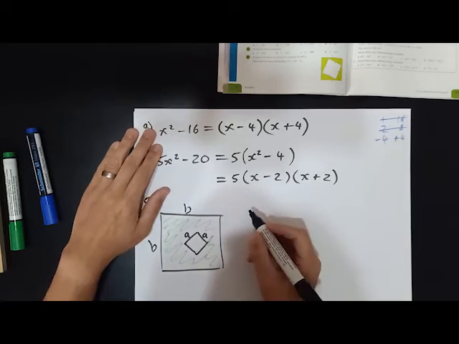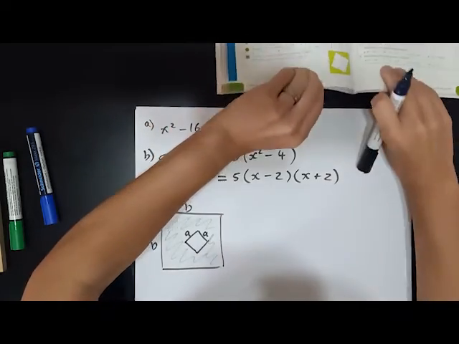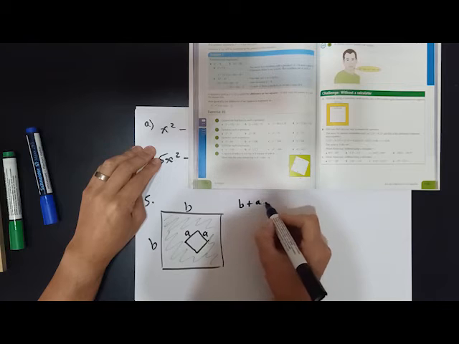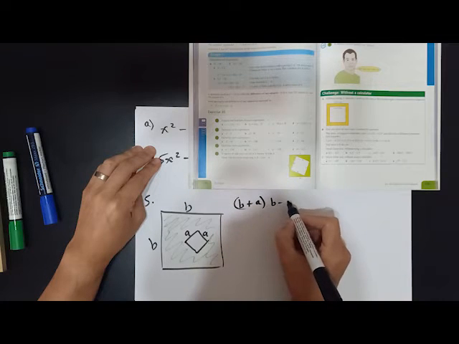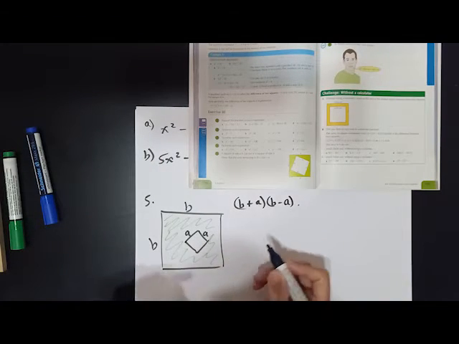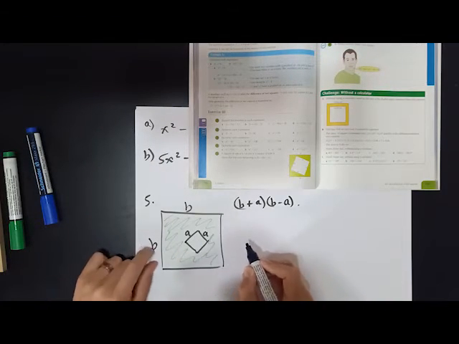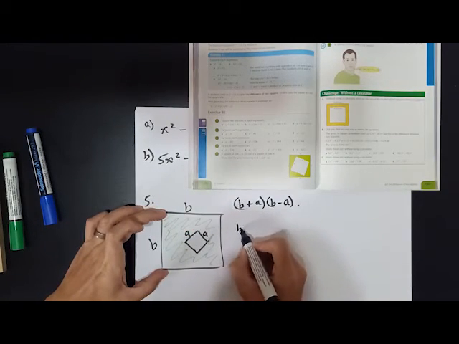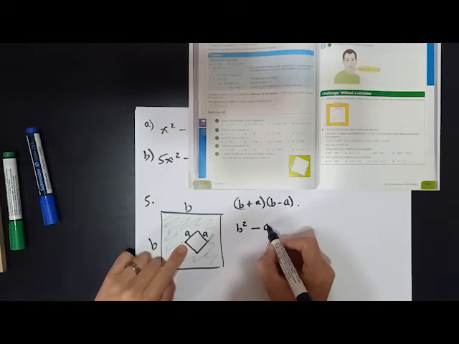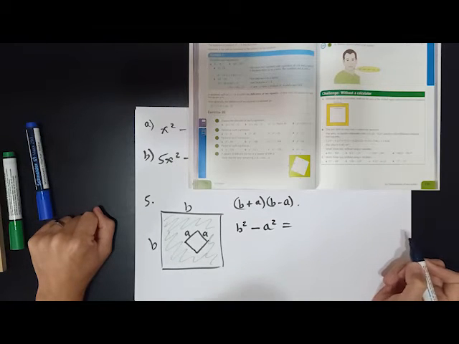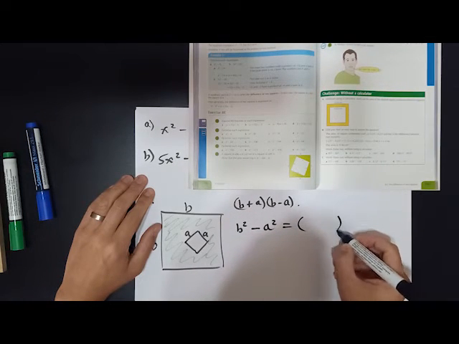But the question says, show that the area remaining is B plus A, B minus A. Show that. So what we're going to do is start with a different expression for the area. The area of the green is the big square minus the little square. So we're going to now factorize that.